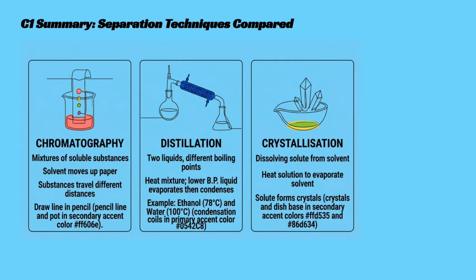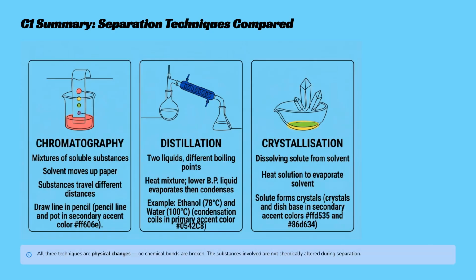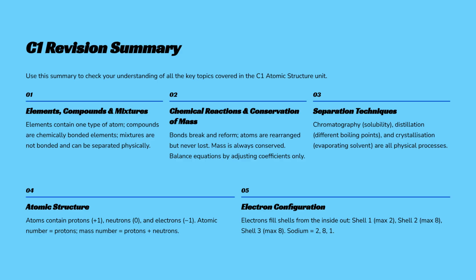A comparison of separation techniques. Chromatography separates based on solubility, distillation on different boiling points, and crystallization involves evaporating the solvent. All are physical changes, preserving chemical bonds. This video has summarized the C1 atomic structure unit, covering elements, compounds, mixtures, conservation of mass, separation techniques, atomic structure, and electron configuration. Use this information to review and reinforce your knowledge.